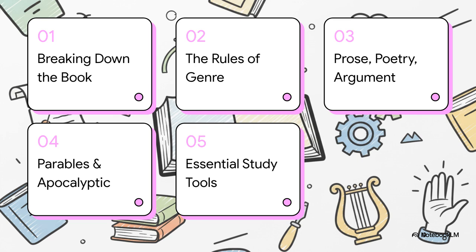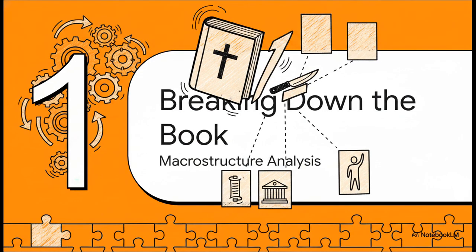So, here's our roadmap for today. First, breaking down the book. Then, the rules of genre. Third, prose, poetry, and argument. Fourth, parables and apocalyptic texts. And we'll wrap up with essential Bible study tools. All right, let's dive right into part one, breaking down the book.